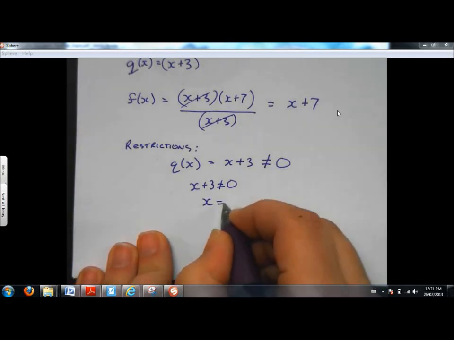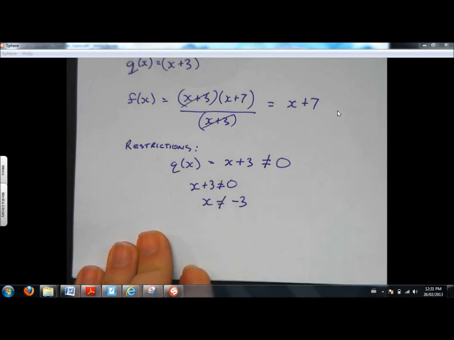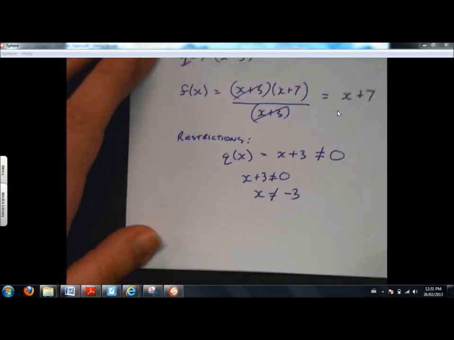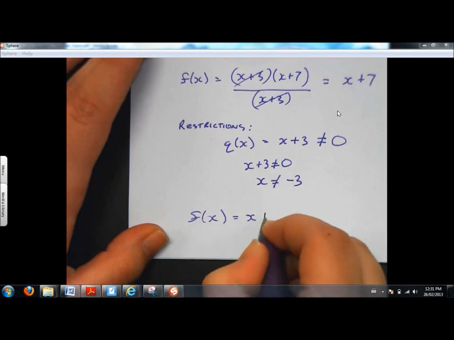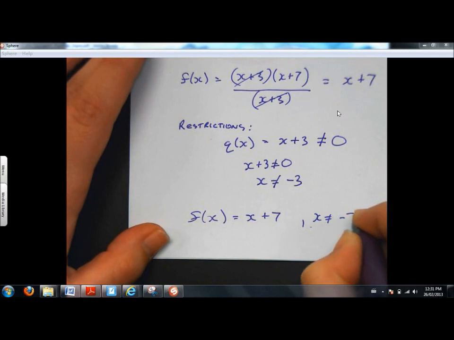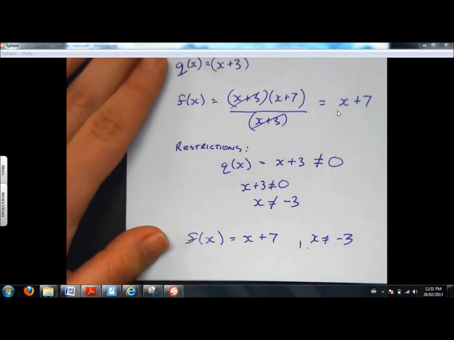I'm going to go x cannot equal negative 3. I brought the positive 3 around to the side. So I use this restriction over here. My final answer, let's write at the bottom, f of x equals x plus 7, but x cannot equal negative 3. All right. Cool. So I have simplified the expression and determined the restrictions on the variable.